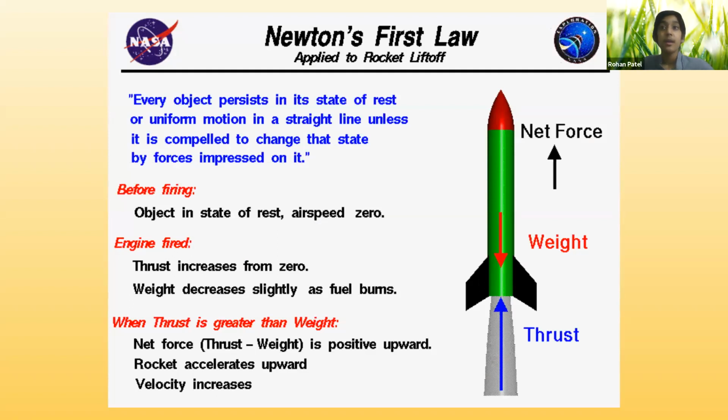Before firing a rocket, the object is in a state of rest, airspeed 0. Engine fired, thrust increases from 0. The weight decreases slightly as the fuel burns. When the thrust is greater than weight, the net force, the thrust minus weight, is positive upwards. The rocket accelerates upwards and the velocity increases. That's how Newton's first law is applied to rocket liftoff.